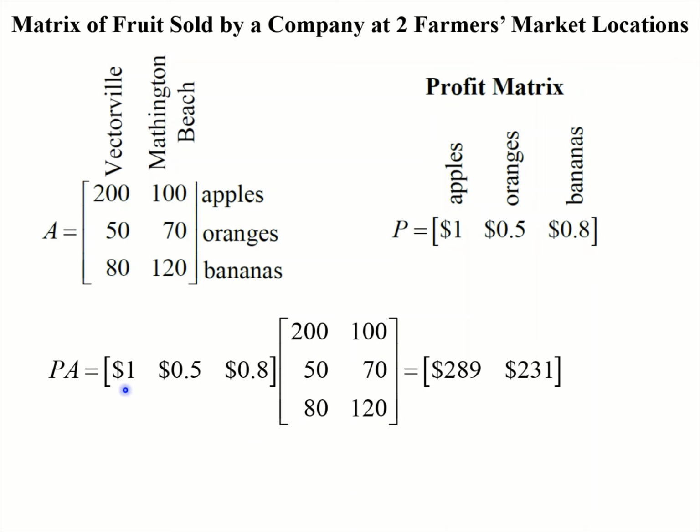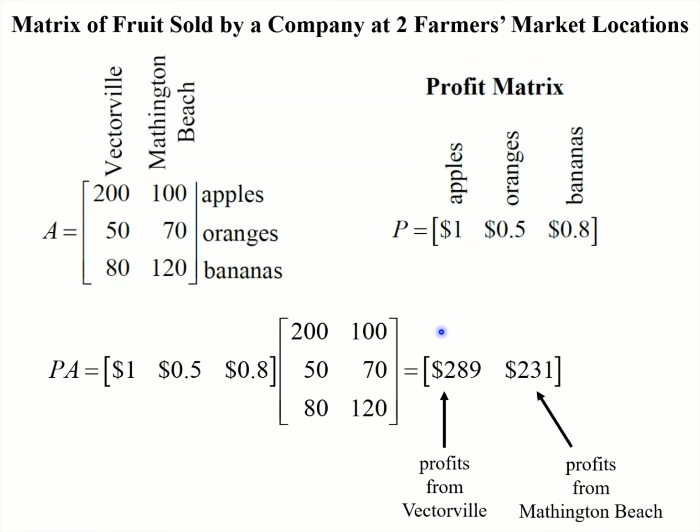And this multiplication actually gives us something. Look, in Vectorville, they sold 200 apples. Well, 200 times 1 gives me $200. Meanwhile, 50 cents times 50 gives me the orange profit for Vectorville, and 80 cents times 80 gives me how much money I made from bananas. And then because of matrix multiplication, those get added up, and the 289 represents the profits from Vectorville. Whereas the 231 gives me the profits from Mathington Beach. I kept this example small, but in the real world, you can have like 75 different locations and hundreds of things that you sell. And all you have to do to get the profits from each location is a matrix multiplication.